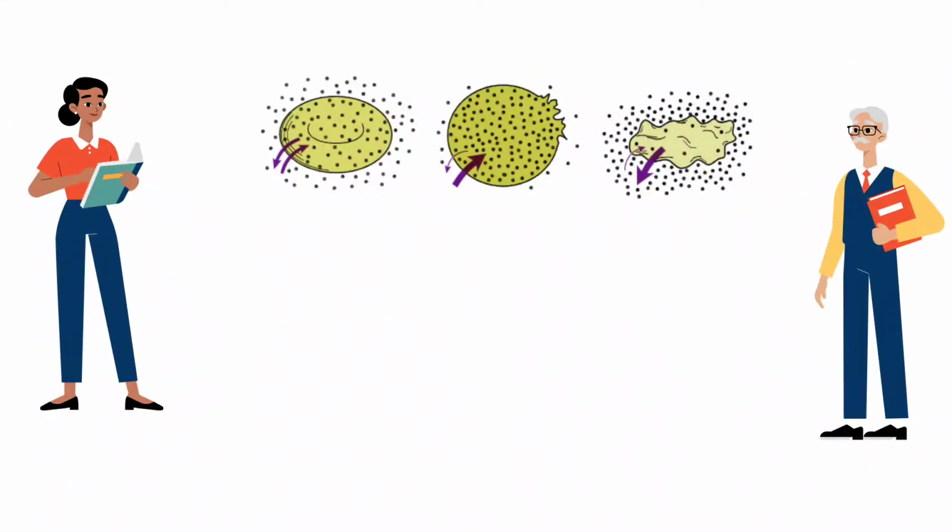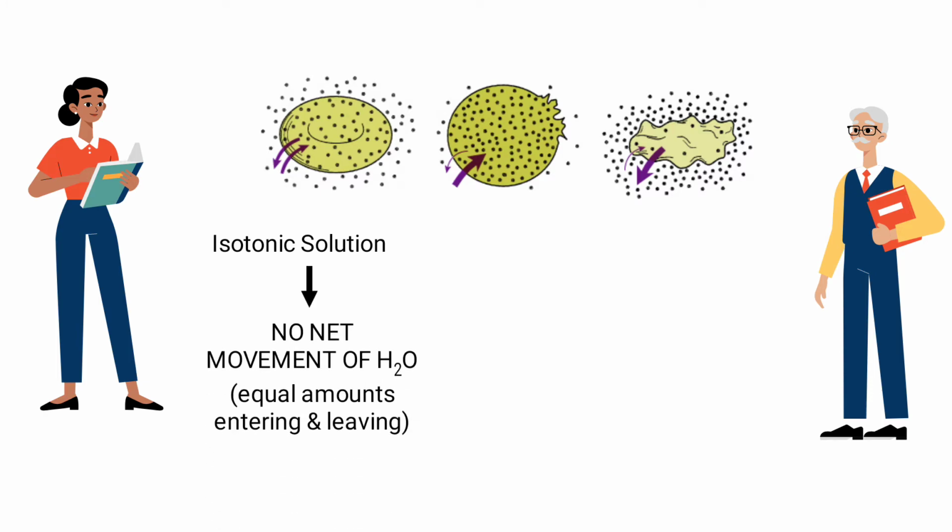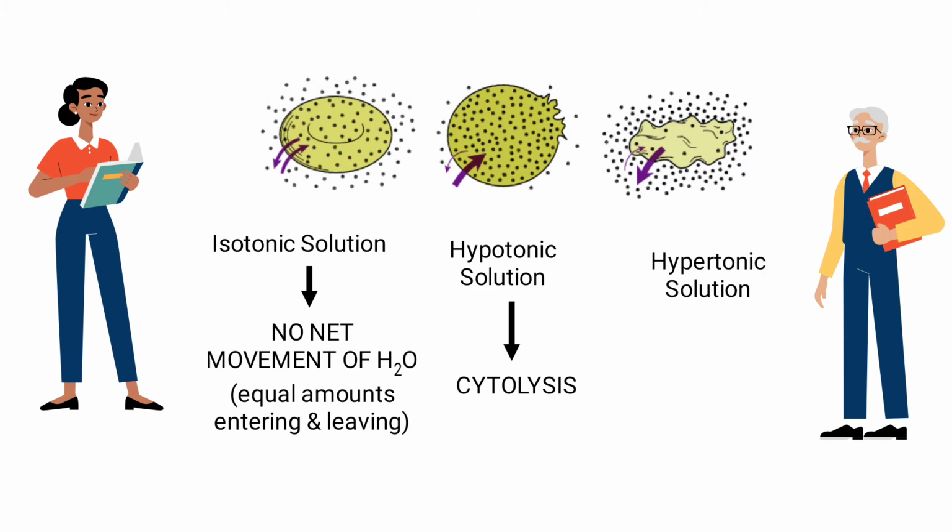So, let us take a look at these three cells in different kinds of solutions, starting with isotonic solution, wherein there is no net movement of water. It is because there is an equal amount of water entering and leaving the cell. The next one, we have hypotonic solution, which can result in cytolysis or cell bursting or cell swelling. And then we have hypertonic solution, which can lead to plasmolysis or cell shrinking.